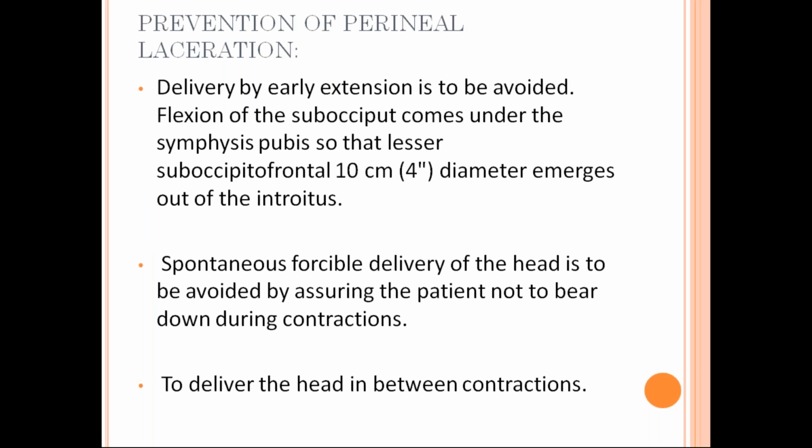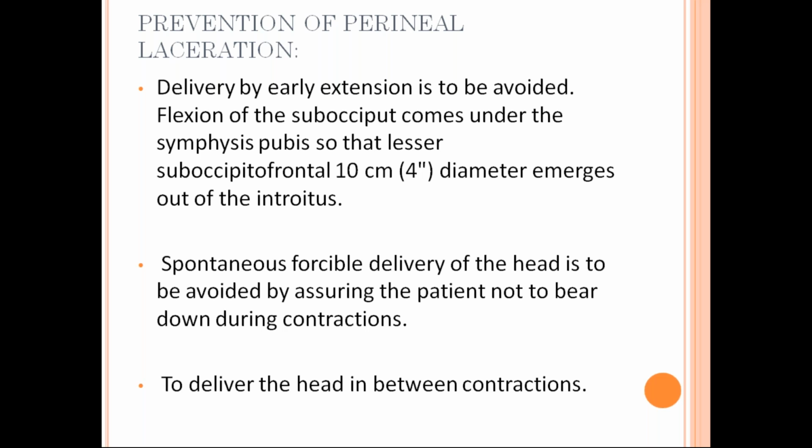I already told you about occiput posterior. Again, it is because the wider diameter is pushing on the perineum, so it has to be delivered carefully. If you detect it early in labor, it is better to go for cesarean section.